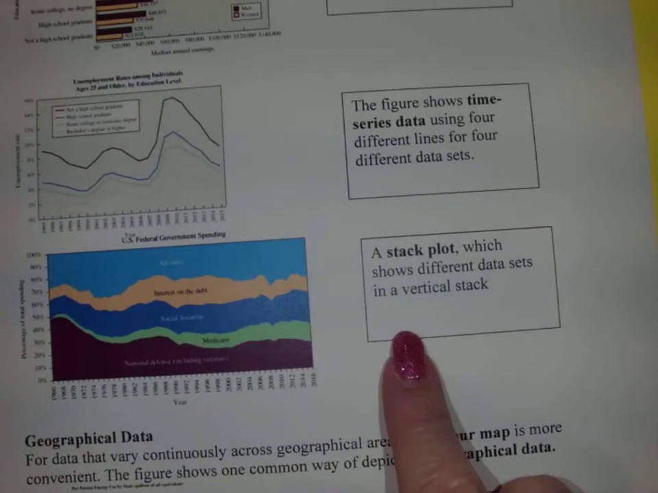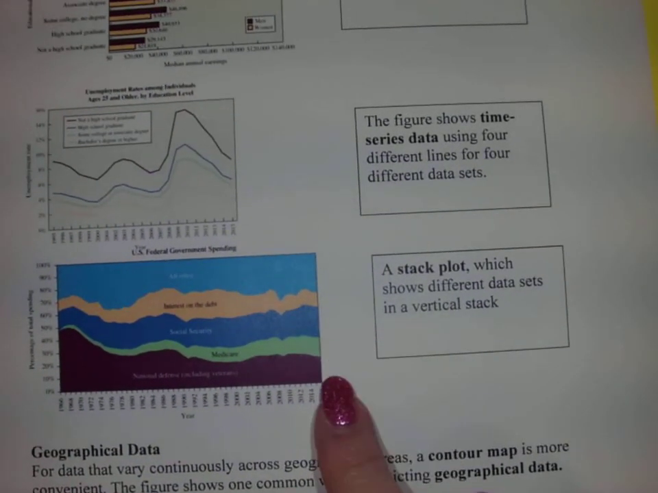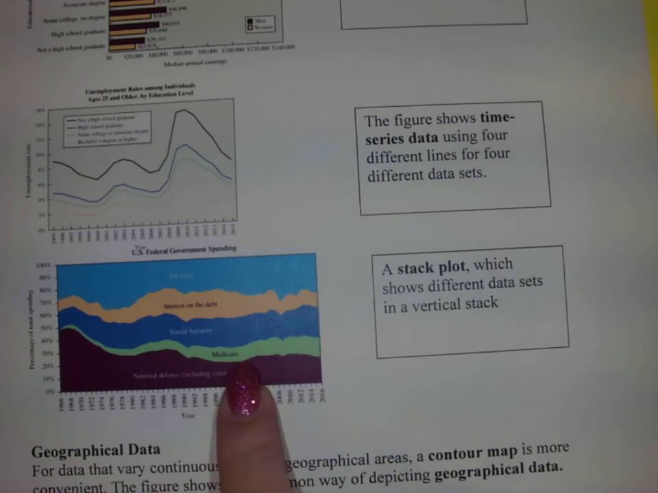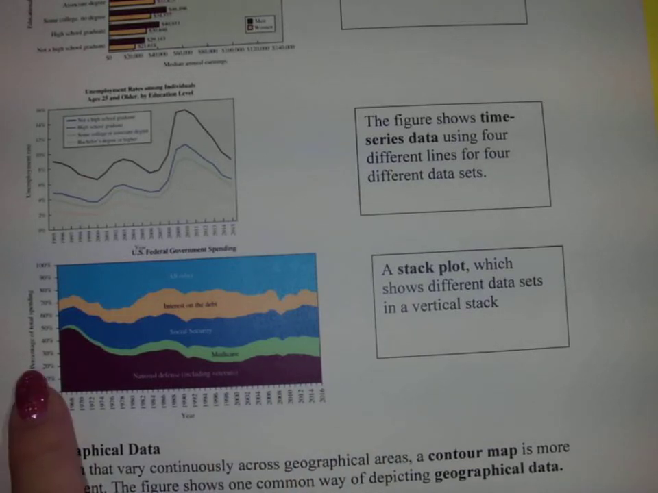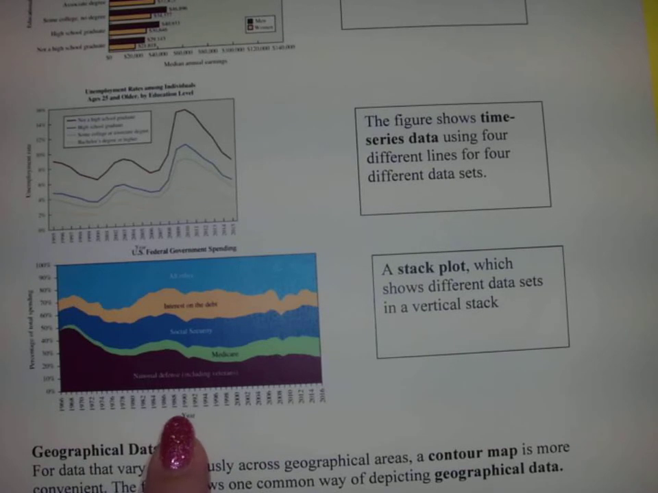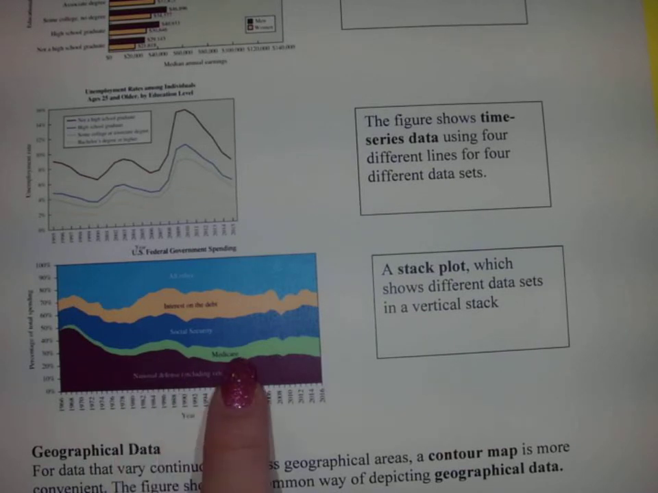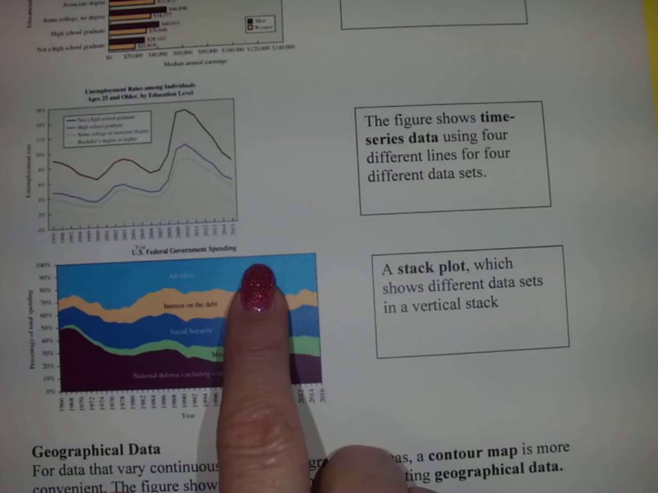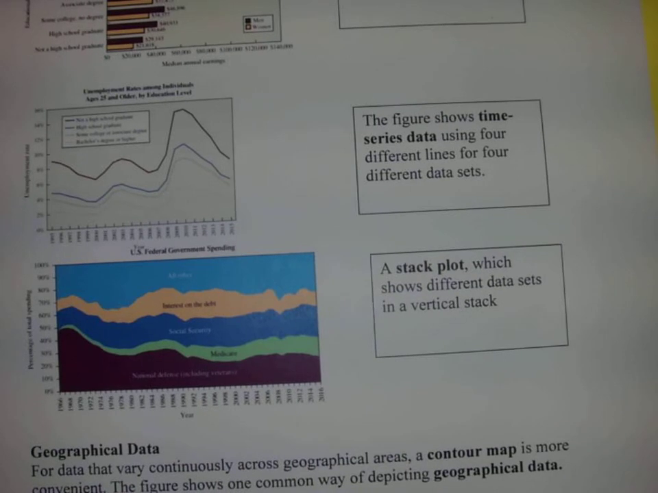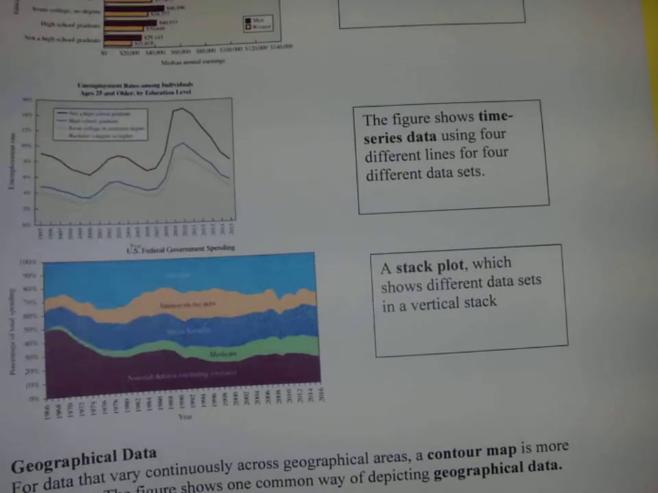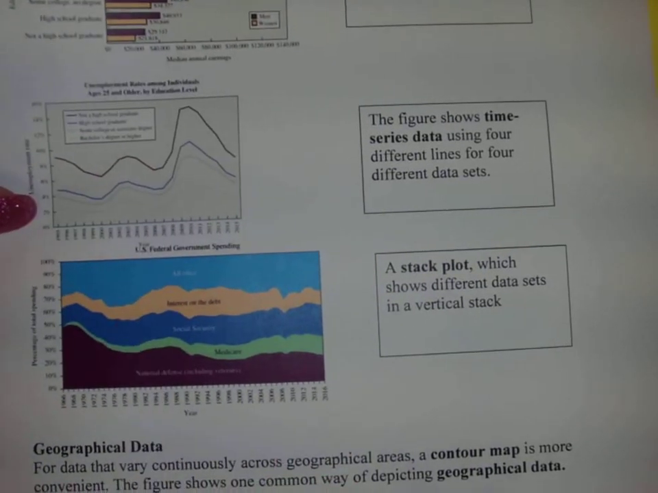All right, next set of data. This is a stack plot, which shows different data sets in a vertical stack. So these are the percentage of total spending, and this is the year. So you've got your national defense, Medicare, Social Security, interest debt, and all the other spending that happens. So this might be another type that you see.